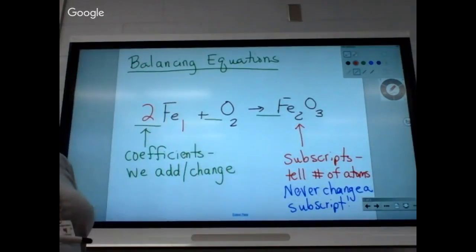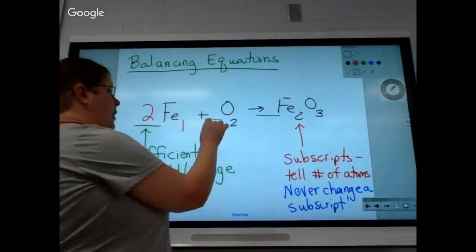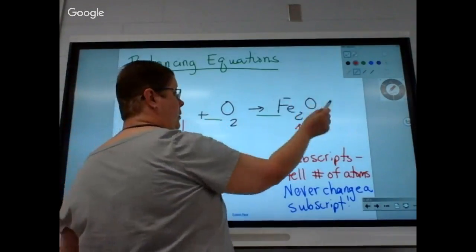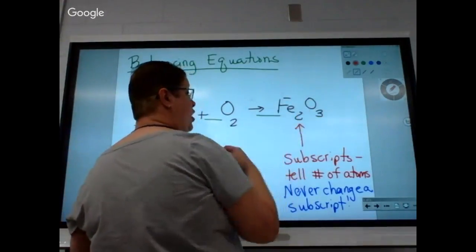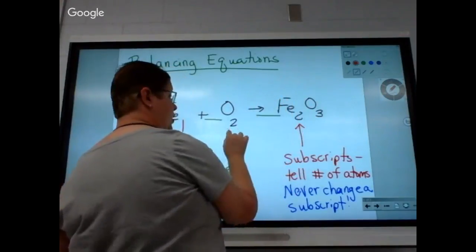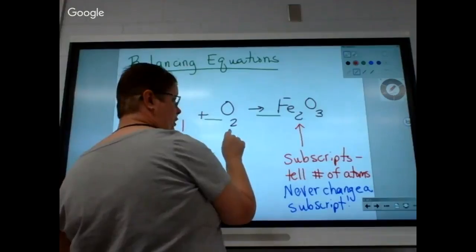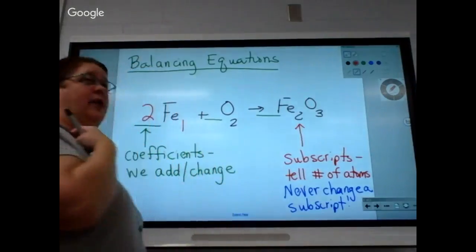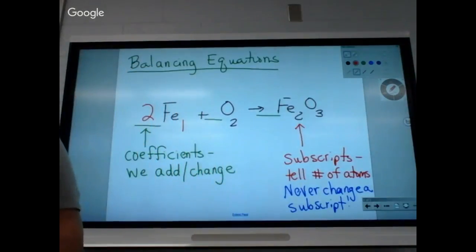Now, I need to balance my O's. How many O's are here? How many O's are here? There's no number that will multiply times 3 to give me 2. There's no number that will multiply times 2 to give me 3. So I need to think math class. What number do 2 and 3 have in common? 6. So I need to get 6 on both sides.